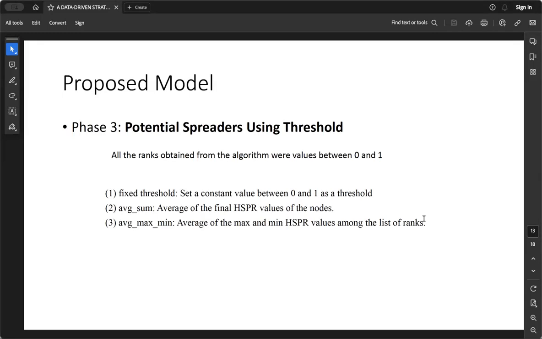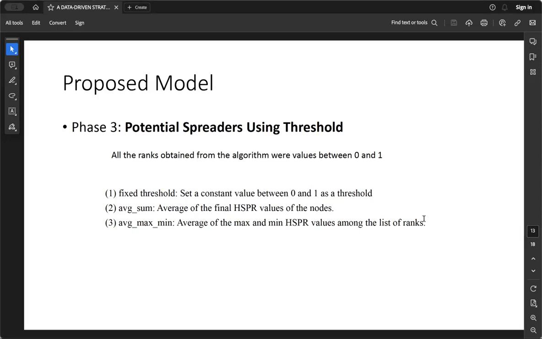But based on our experiments, what we realized was that because of the variation of the values, the fixed threshold was not really a good choice because most of our users were either below the threshold or above the threshold. So that's when we decided to come up with two different strategies. One is the average sum. So we took all the HSPR values of all the nodes that we got from the algorithm in phase 3, and we averaged it out and used that as a threshold. And the other one was we took the maximum and the minimum value of the HSPR values that we had obtained from phase 3, and then found the average of that and used that as a threshold.